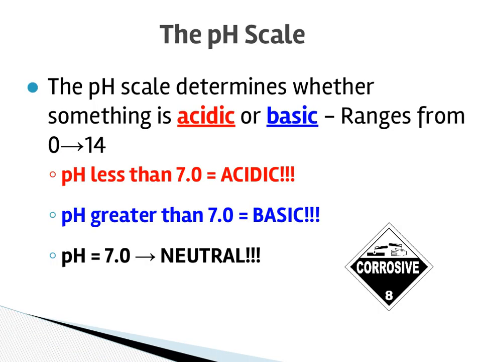The pH scale determines the level of acidity or basicity of something, so how acidic or basic it is. It ranges from 0 to 14. Anything less than 7 is considered an acidic solution. If it's greater than 7, it's basic, and only at 7.0 is it considered neutral. 7.01, basic. 6.99, acidic. Okay, so only at 7.0 is it neutral.